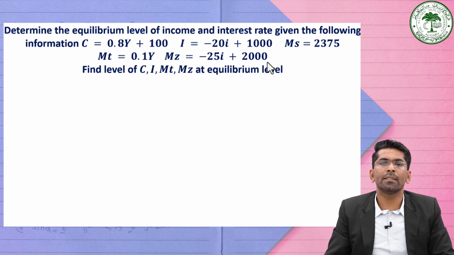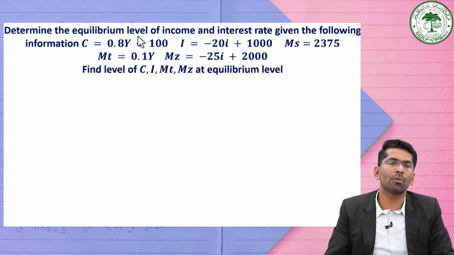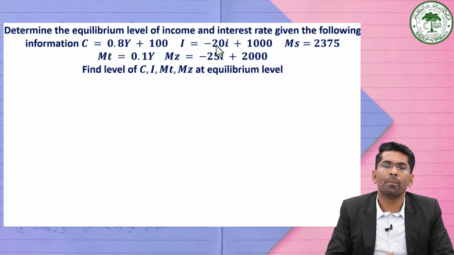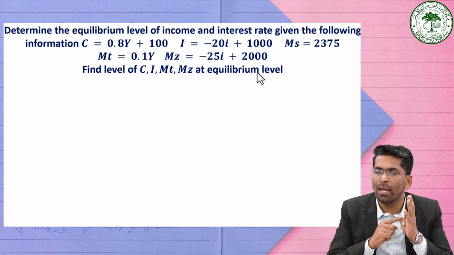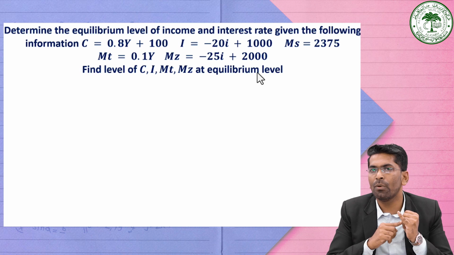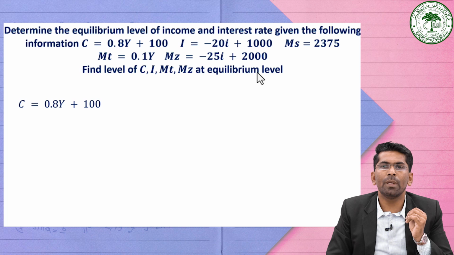Now let us consider, similar to the previous question, another question. Determine the equilibrium level of income and the rate of interest from the following information: the consumption function is given, the investment function is given, the money supply is also given, MT, that is the transaction demand for money, and the speculative demand for money are also given. We want to find out the equilibrium level of income, consumption, investment, transaction demand for money, and the speculative demand for money. See here, what information is given?